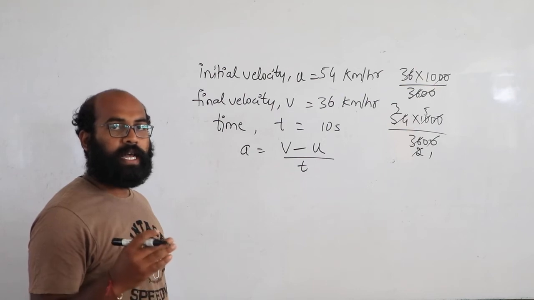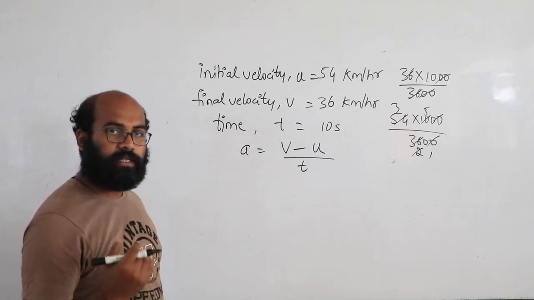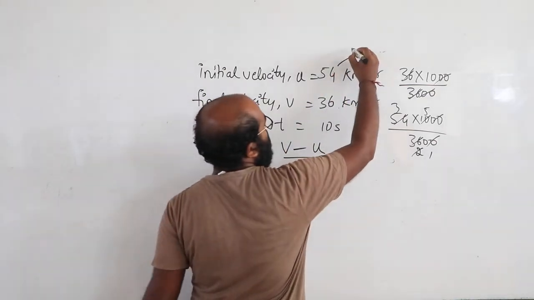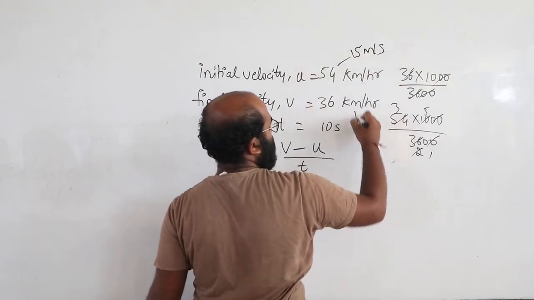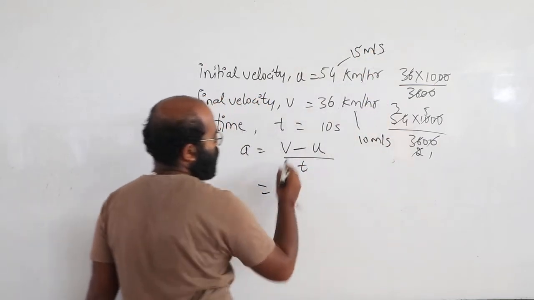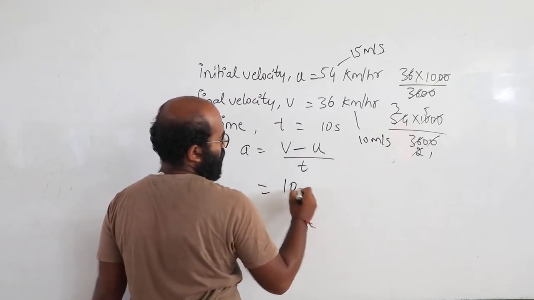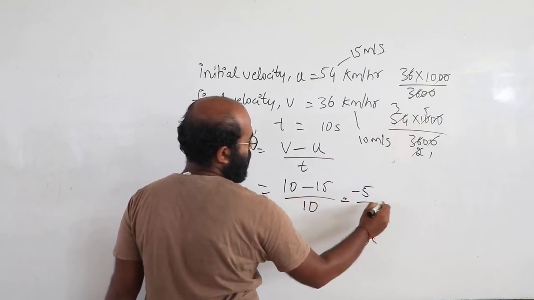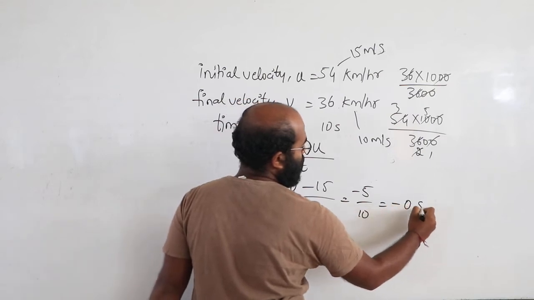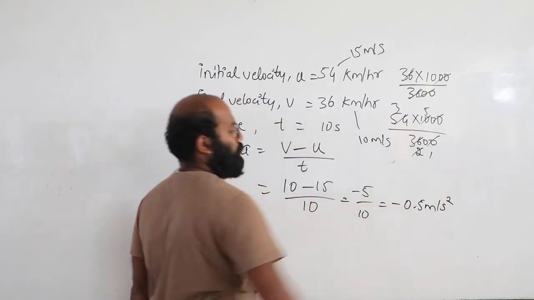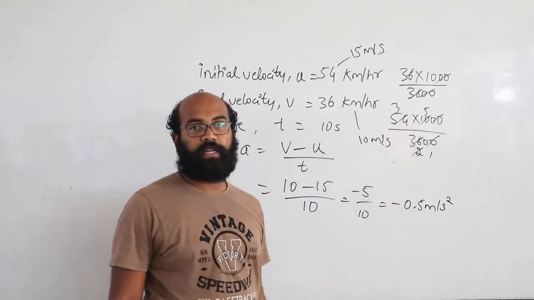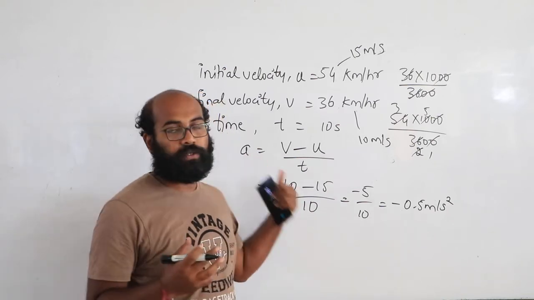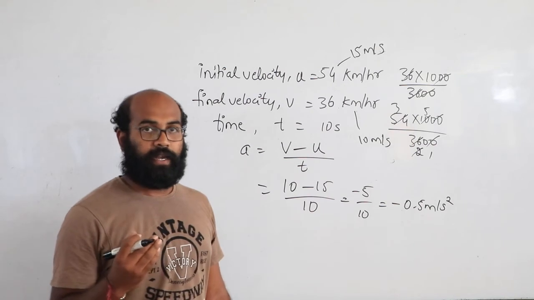So if speed is increasing, acceleration. If velocity is decreasing, retardation. So here u, that is 54, is nothing but 15 meter per second, and v is 10 meter per second. So v is 10, u is 15, time is 10. 10 minus 15 is minus 5, by 10. This is minus 0.5 meter per second square. So the value remains the same, but here it is negative. So a negative sign in acceleration means it is retardation.